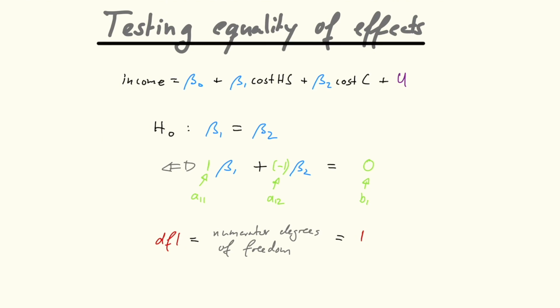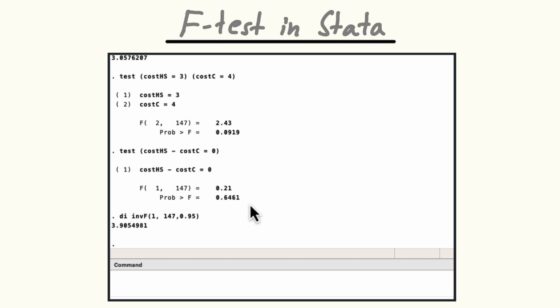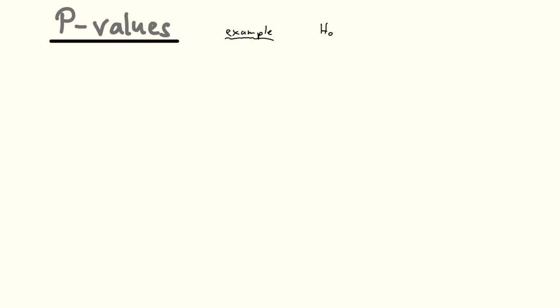Now we've conducted several F-tests in Stata, but we still don't understand all of the output. I'm talking about this line here. This number gives the p-value of the test. The p-value allows us to determine whether the test rejects without having to compute the critical value. Let me explain what exactly the p-value is. As an example, let's consider the null hypothesis that both beta 1 and beta 2 are equal to 0.